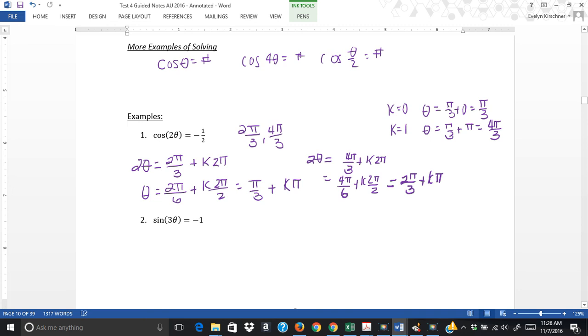So here's my first two solutions. Here I'm going to look again. When k is 0, I have theta is just 2 pi over 3. And then when k is 1, I have theta is 2 pi over 3 plus pi, which is 3 pi over 3, so that becomes 5 pi over 3. So I have 2 more answers. So these are my 4 answers I need when theta is 2 pi.